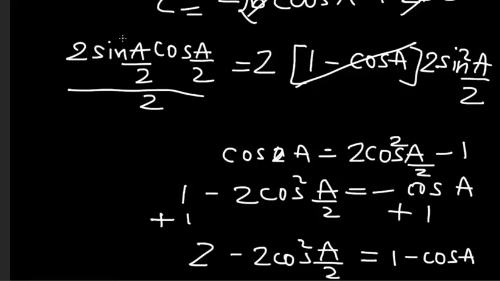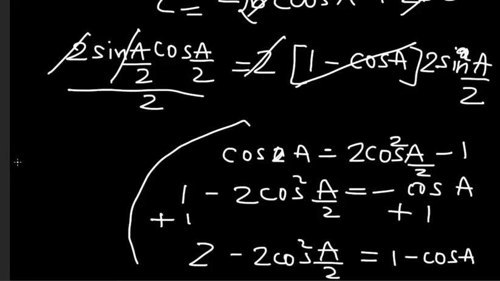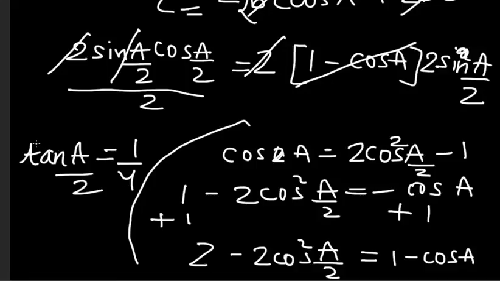Now let's cancel the sine A by 2 term, so the exponent will become 1. Let's cancel this 2, and now let me just separate a line here. We need to calculate tan of A by 2, right? So if I just divide both sides of this equation by cosine of A by 2, tangent of A by 2 is equal to 1 by 4, and that's the final answer.